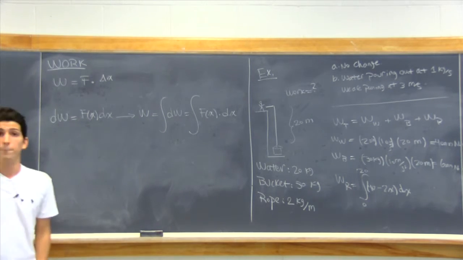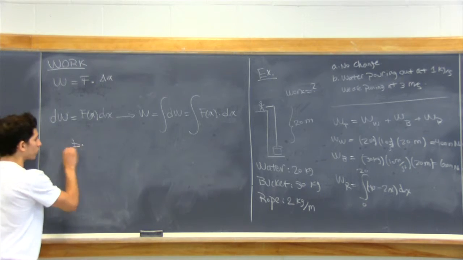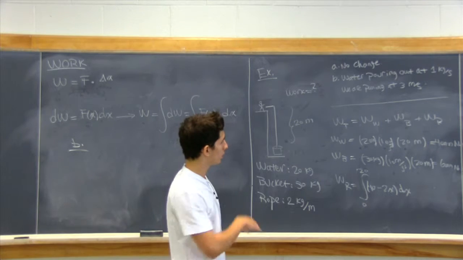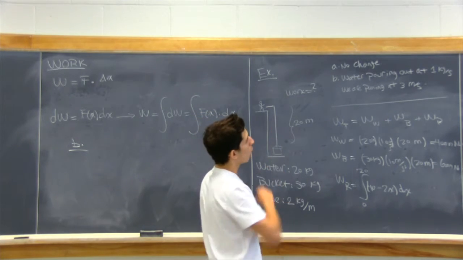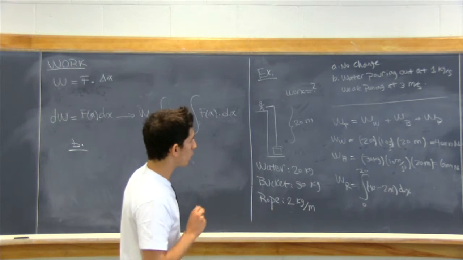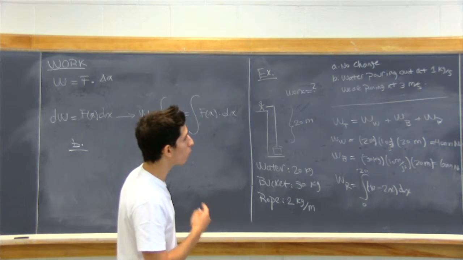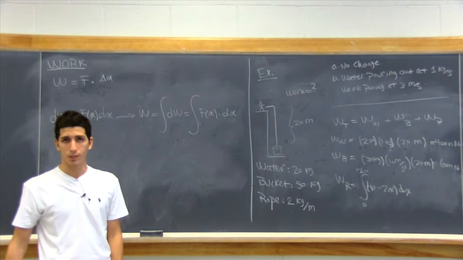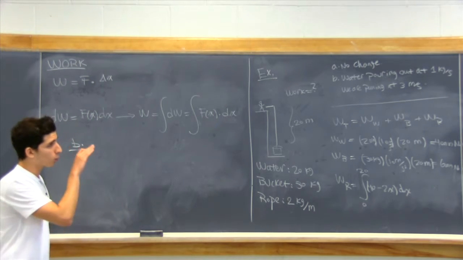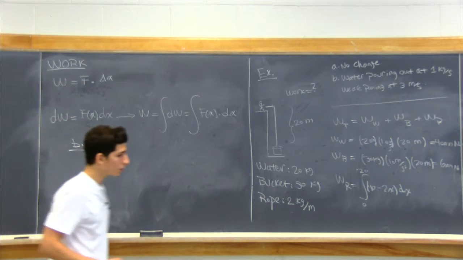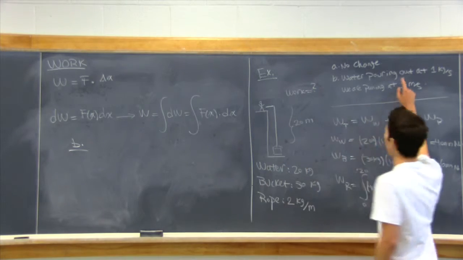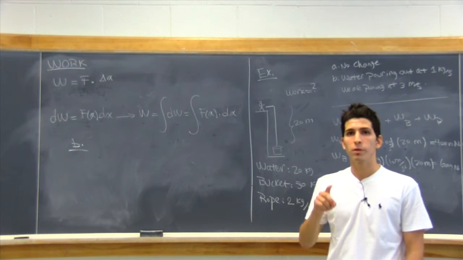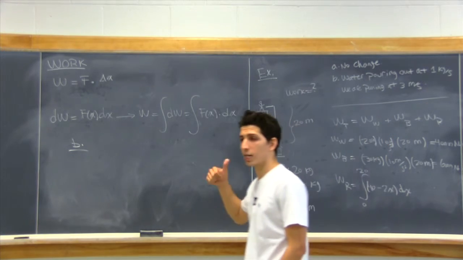So now let's do part B. Part B has a new condition that makes it a little different. It says water is pouring out at 1 kilogram per second, and we are pulling the bucket up at 3 meters per second. Now let's think about what that actually says. It's giving us a rate at which the water is pouring out. That's useful, but not really. We can't really use that directly.